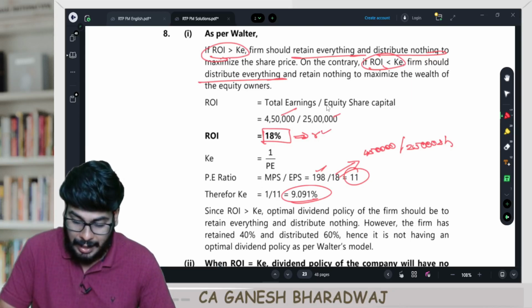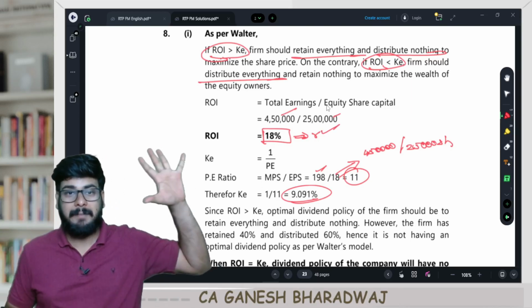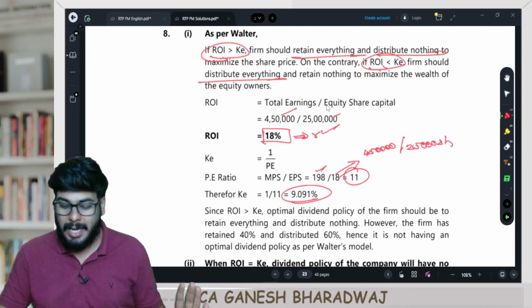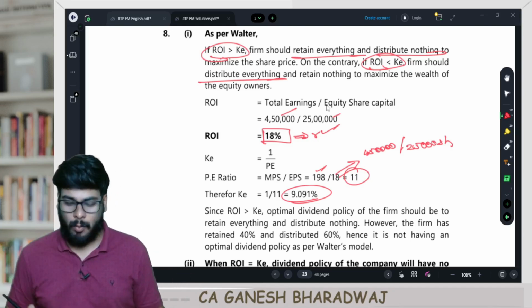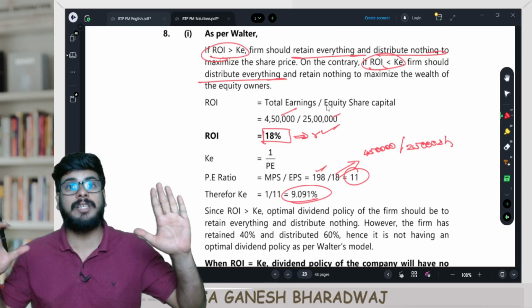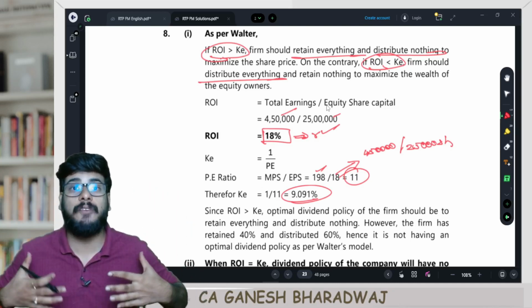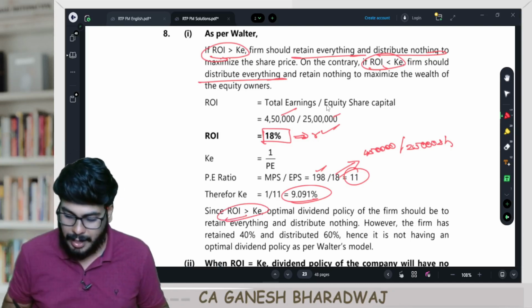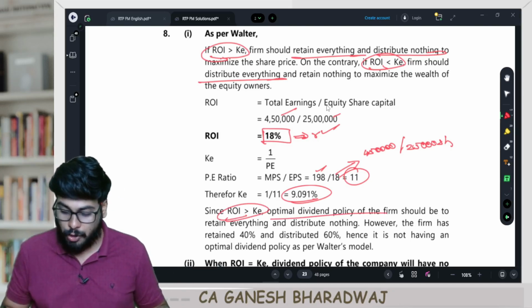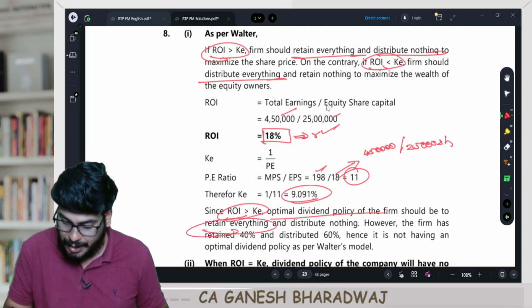Now, what is the current return the company is earning? 18%, right? What is the KE? It's going to be 9%. Now you tell me, ideally speaking, what should the company have done? ROI is greater than KE, so the company should have retained everything and shouldn't have distributed anything, correct? Since ROI is greater than KE, the optimal dividend policy is to retain everything and distribute nothing.